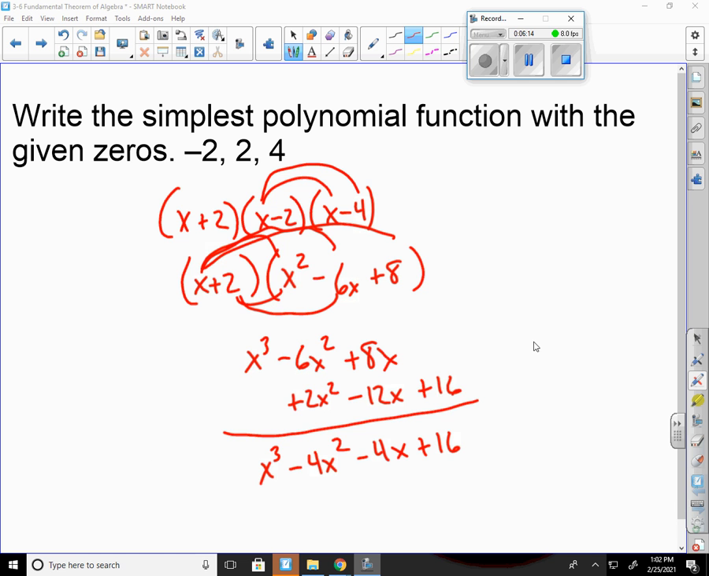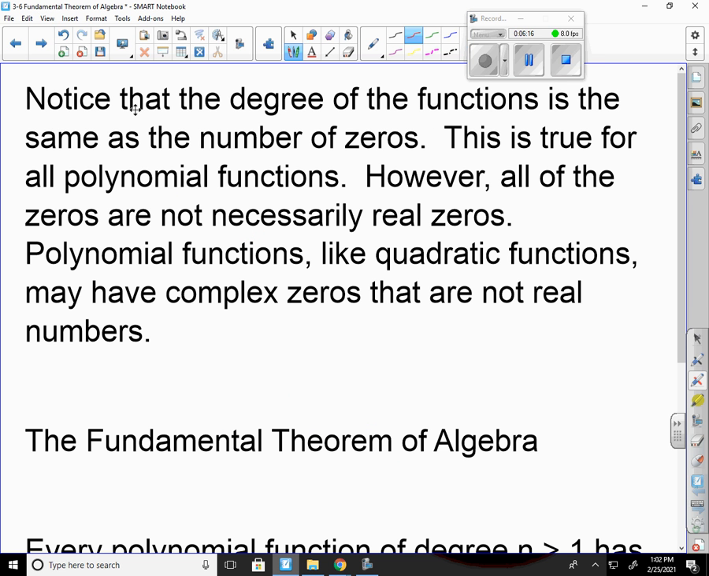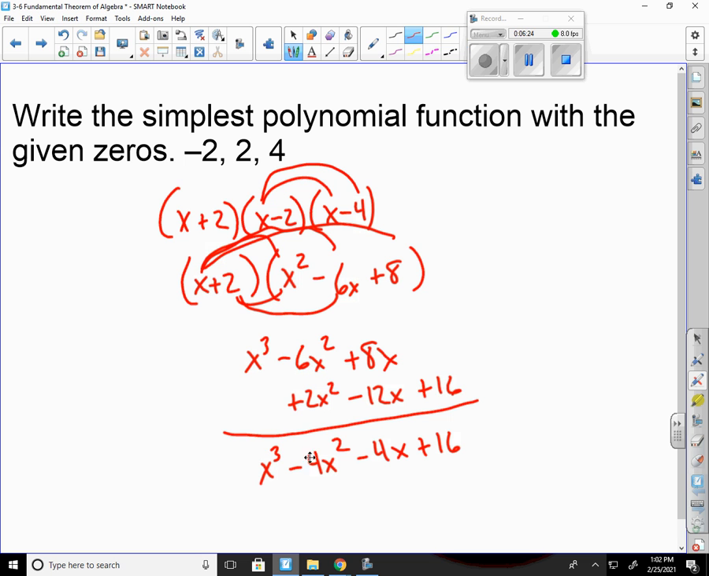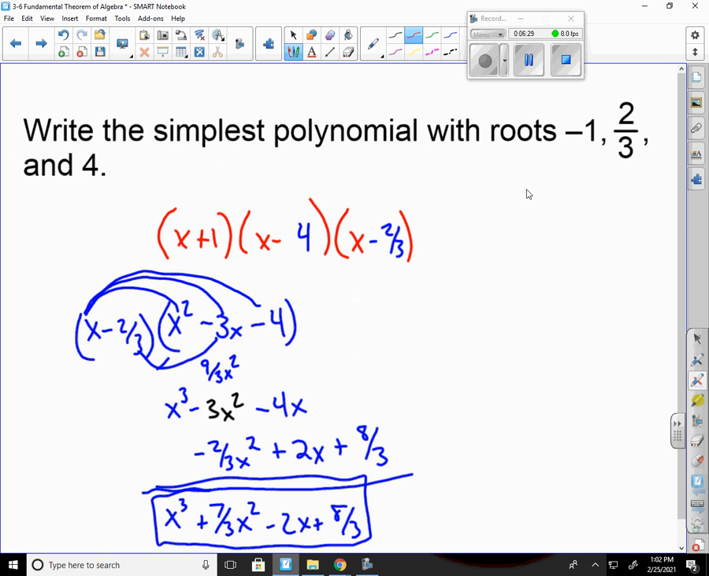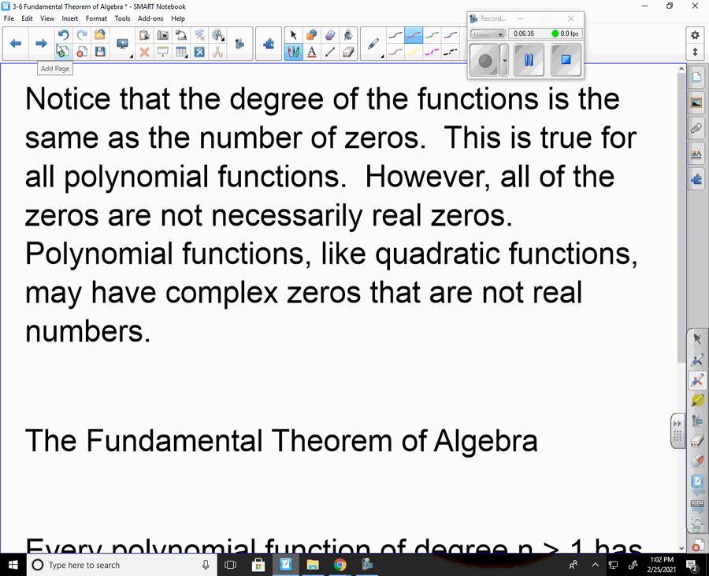And so that's all we have to do for this. Notice that the degree of the functions is the same as the number of zeros. If I looked at this one, it was x to the third. There were 3 zeros. Same with the one before it. 3 zeros. It ended up as x to the third is my highest exponent. This is true for all polynomial functions. However, all of the zeros are not necessarily real zeros. Polynomial functions, like quadratic functions, might have complex zeros that are not real numbers.